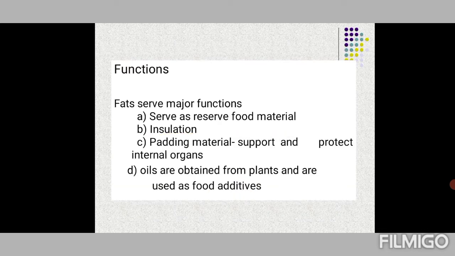Now, functions. We have discussed some of these functions, like it acts as a reserve food material, insulation, padding material, then food additive. One of them is insulation. One of the points that we have to mention here is that animals which live in cold climates or cold waters will have a subcutaneous layer or pad of fat named blubber, which protects them from low temperatures. So that is one of the functions of triglycerides or fats, in addition to the functions we already discussed.